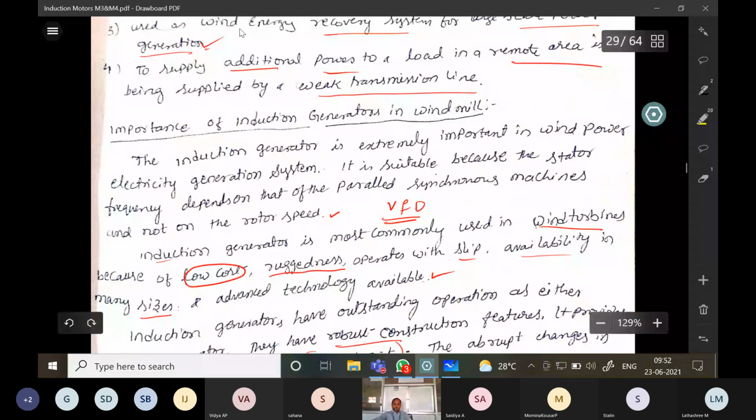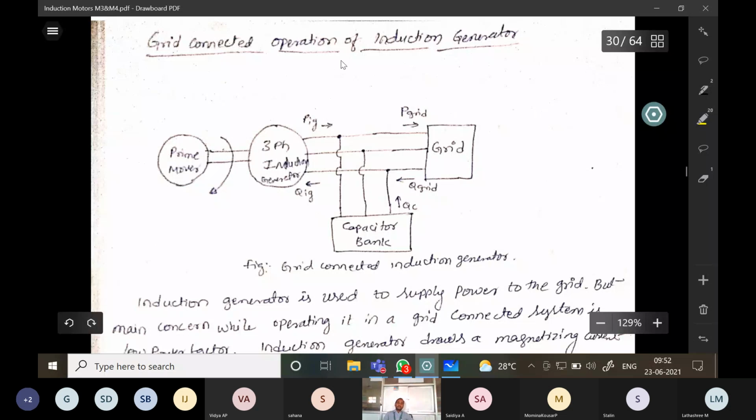And the last topic is grid connected operation of induction generator. So look at this diagram. It is the same diagram as in the previous case, but now it is connected to the grid here. The prime mover is connected, the induction generator is there. The reactive power supplied to the induction generator by the capacitor bank is called QC.